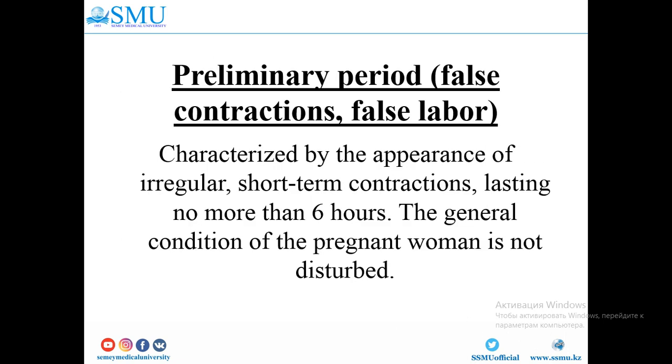Preliminary period: false contractions, or false labor, are characterized by the appearance of irregular short-term contractions lasting no more than 6 hours. The general condition of the pregnant woman is not disturbed.